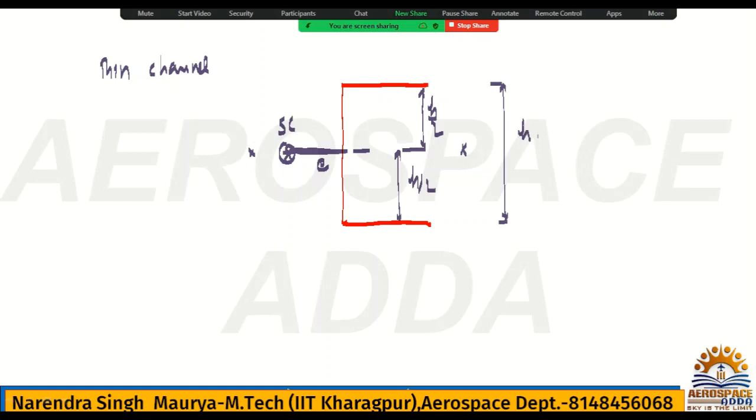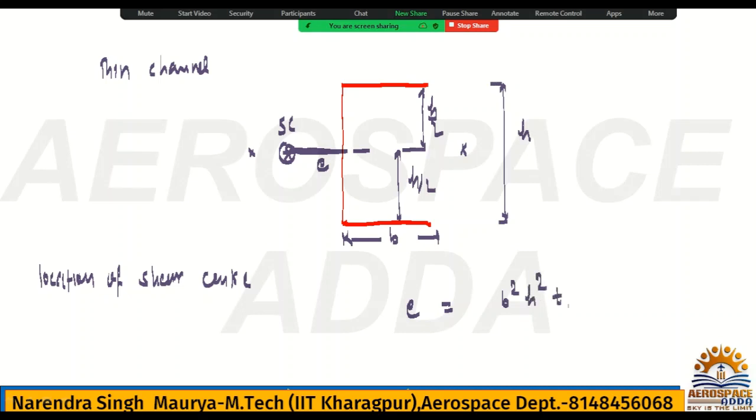Now for this particular section, what will be the location of the shear center? I can write here: location of shear center. This is nothing but e. So the formula for this is e equal to b squared h squared, thickness of the flange (both sides it is the same, no?), t_f, divided by 4 I_xx, because this axis is xx. So this is the formula.